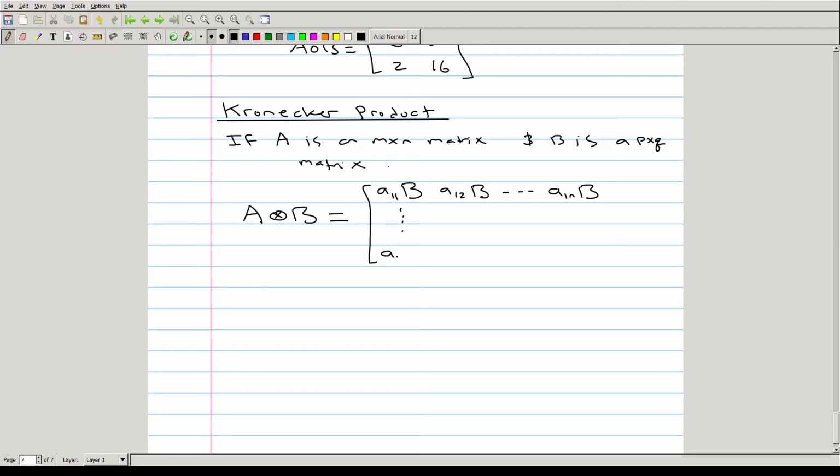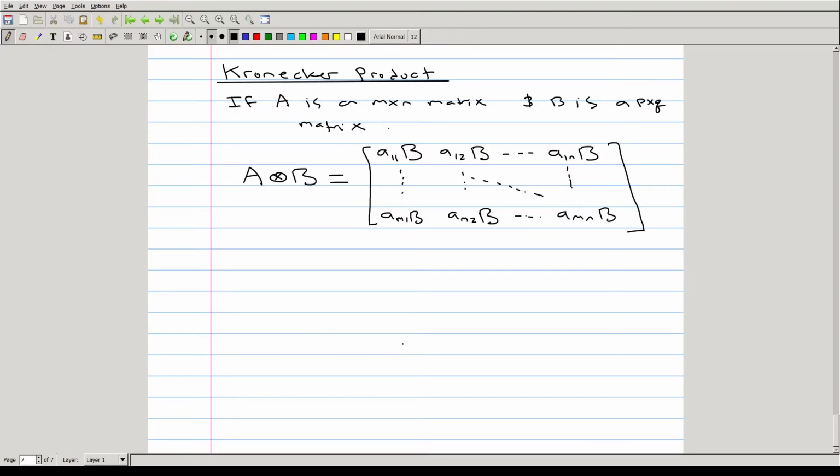Am1 times B, Am2 times B, all the way down to Amn times B. And then lastly we write in the matrix B multiplied by each one of these entries. So it's like the scalar product of each component of A with B arranged into matrix form. This is a new matrix that's much larger than the original matrix.